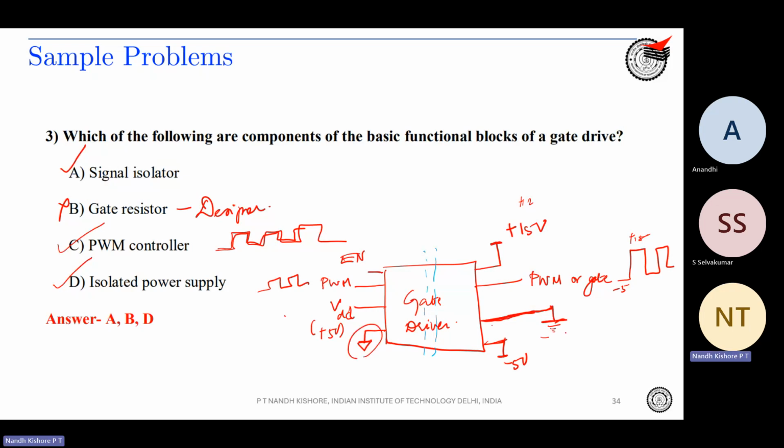You see, this ground is different than this ground, so isolation, right? And boosting up of voltage. All this +15 volt is with respect to power ground, -5 volt with respect to power ground. However, this is a different ground. We call this, let's say, signal ground. So your PWM pulses will be with respect to signal ground.